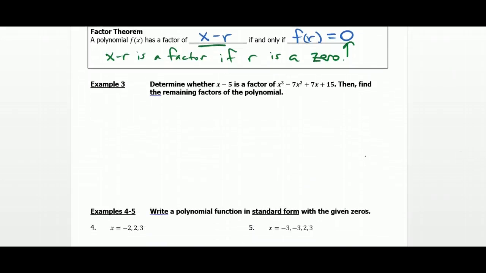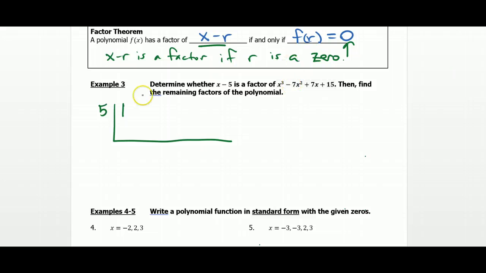So example 3 right here, we're supposed to do two things. The first thing we're supposed to do is determine whether x minus 5 is a factor of this polynomial here. In order for x minus 5 to be a factor, positive 5 has to be a 0 of this polynomial. So one option I have is plugging positive 5 into x cubed minus 7x squared plus 7x plus 15 for x. The other option I have is using my synthetic substitution, so doing synthetic division with the positive 5 on that polynomial. And I'm going to choose that option.